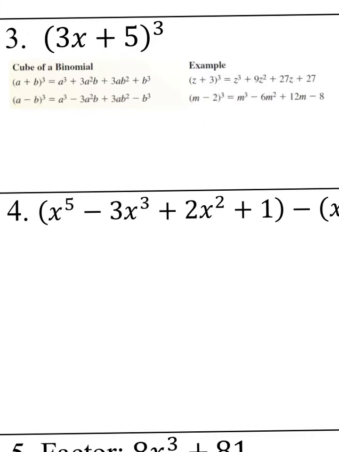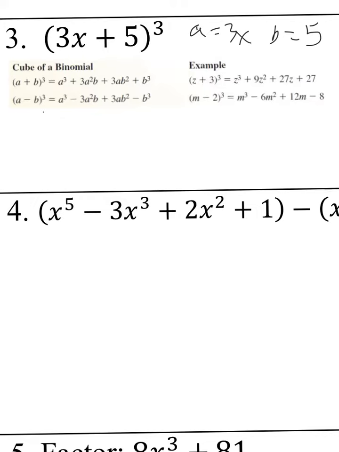Okay, so number 3 is a cube of a binomial pattern. You're going to do the sum one, obviously, because it's a plus sign. So you have a is equal to 3x and b is equal to 5. And by the way, this is something that you might want to write down on your note card. But yeah, just plug everything into this pattern.